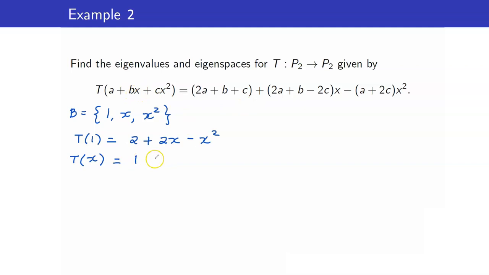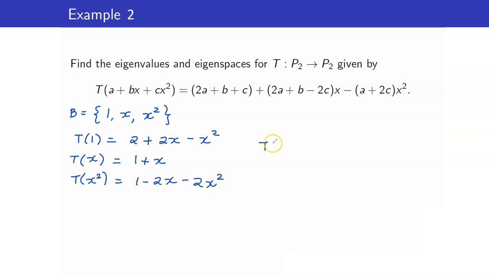Your T of x is equal to, b is 1, so we have 1 plus x. And lastly, T of x squared. a and b are 0, but c is equal to 1. So you have 1 minus 2x minus 2x squared.